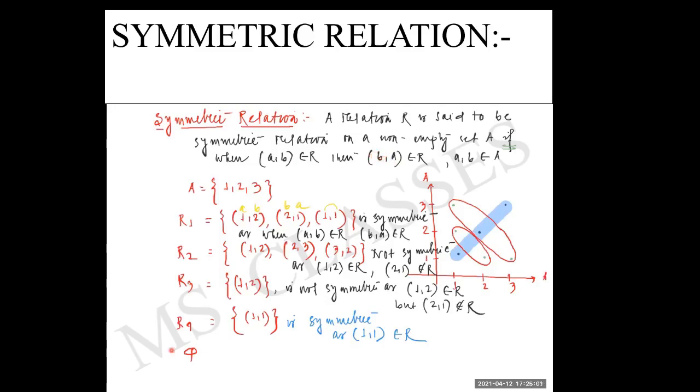But in phi, there is nothing present. So this has to be a symmetric relation. Why symmetric relation? What I told, that if you have (a, b), then only you look for (b, a). So here you don't have anything. So nothing to look for. So you have to accept this is symmetric. Suppose I am saying, children, that this is a symmetric relation. Now suppose you are saying no, sir, it is not a symmetric relation.